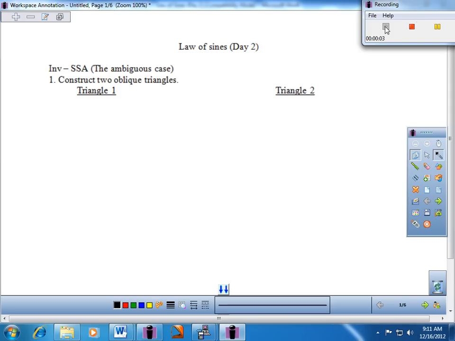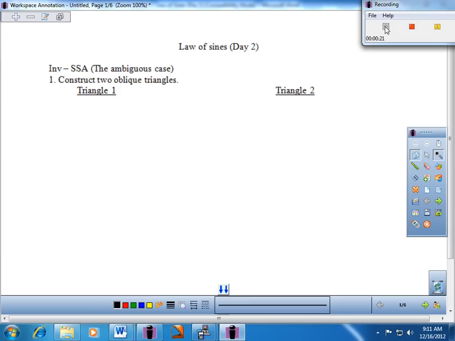Welcome. Today we're going to be taking a look at the notes worksheet entitled Law of Sines Day 2. If you remember yesterday, we started exploring the law of sines, and we looked at two very definitive cases where we could solve for the triangle: angle, angle, side, and angle, side, angle.